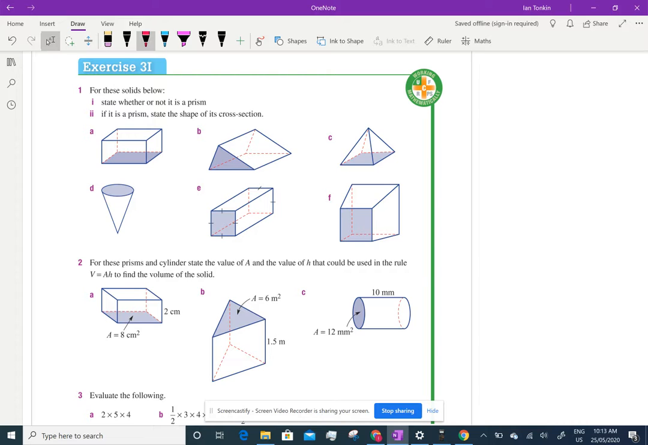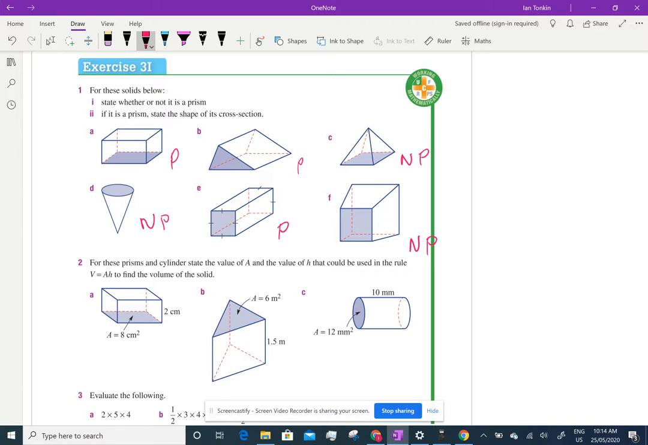Okay, hopefully you've had a go at it. You pause the video. This is a prism. This is a prism. This is not a prism. This is not a prism. This is a prism. And this is not a prism. It looks like one, but it isn't.